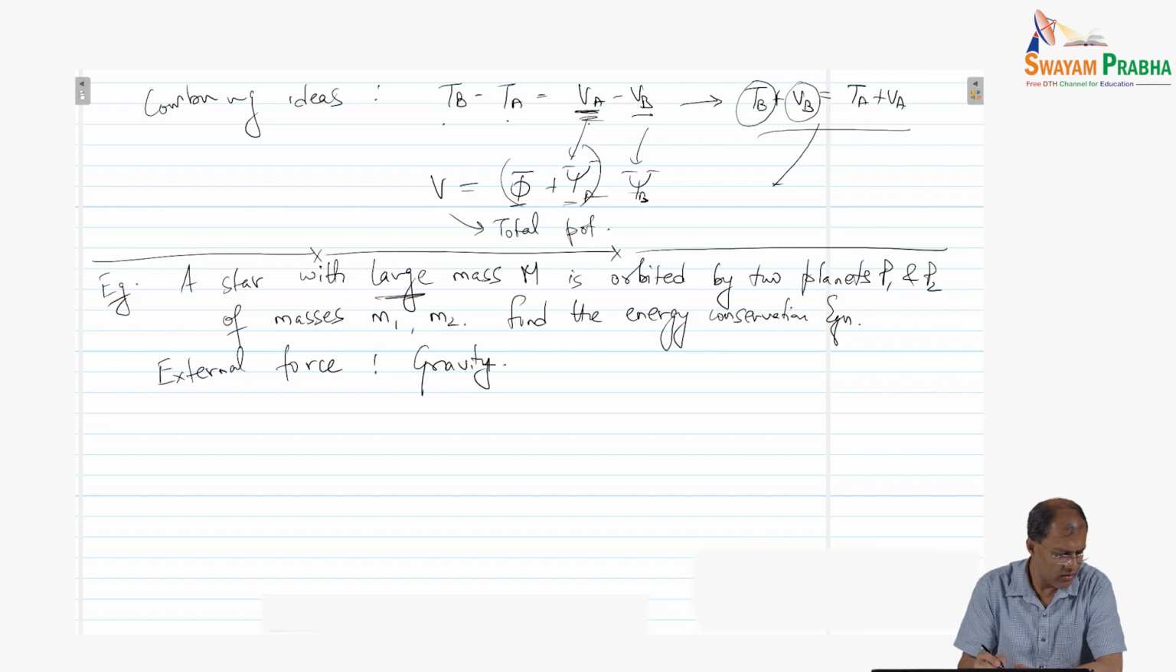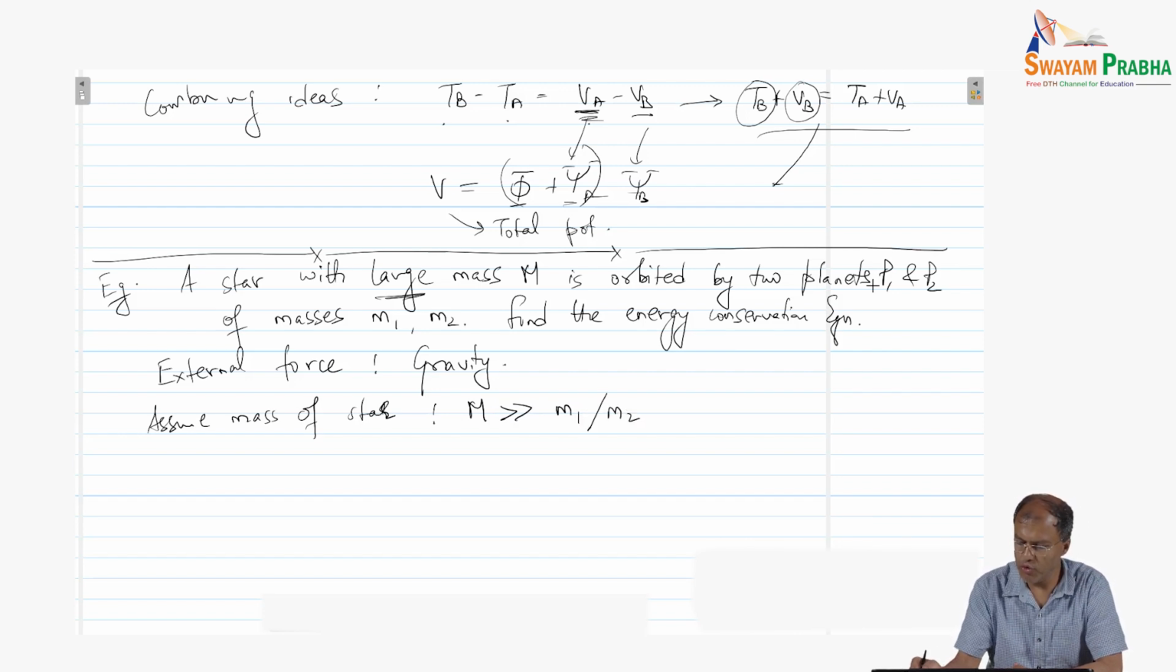So what we do is we assume mass of star to be M, which is much greater than M1 or M2, right? So we have two planets of masses M1 and M2. So that is given here. The large mass star has a larger mass.